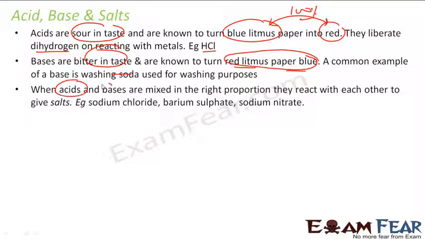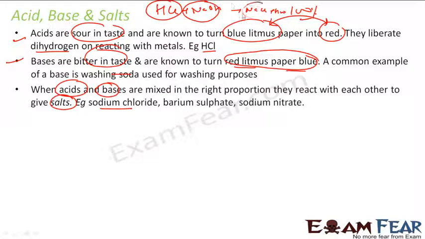Now when acid and base are mixed in the right proportion, they give something called salt. So you know acid, you know base, you get salt if you mix acid and base in the proper proportion. Example, sodium chloride: you get HCl plus NaOH, you get NaCl plus water. So this was my acid, this was my base, I got salt. Similarly, barium sulfate, sodium nitrate. So you get salt when you mix acid and base in the right proportion.